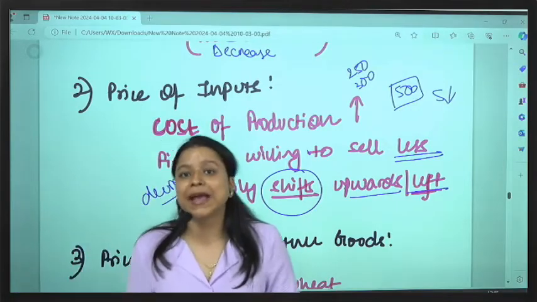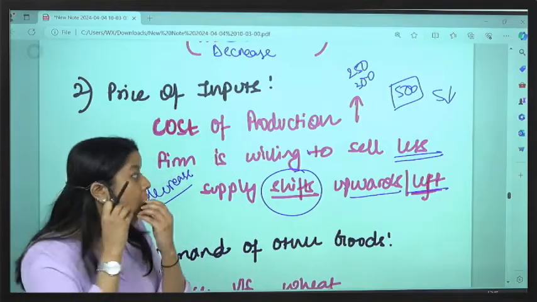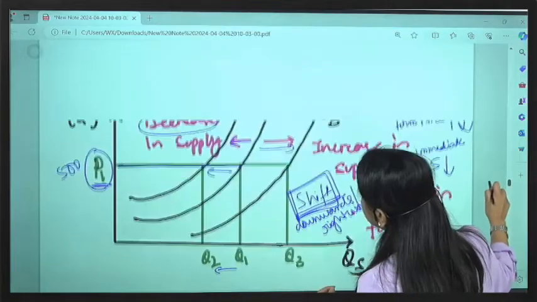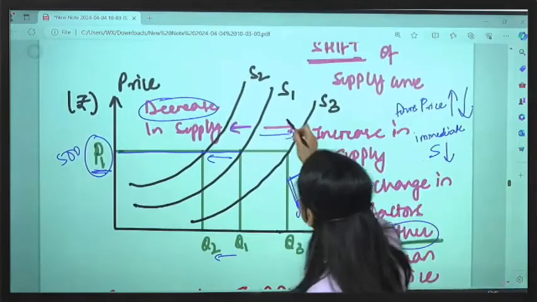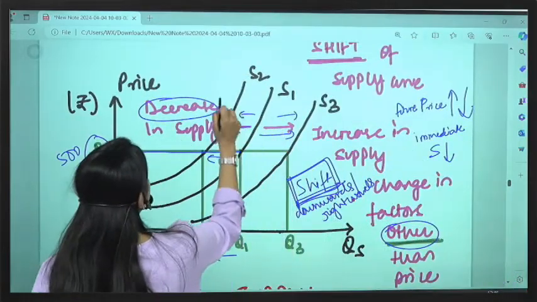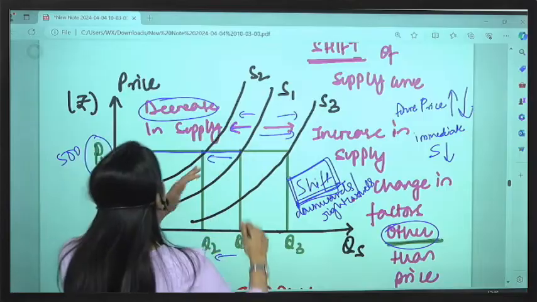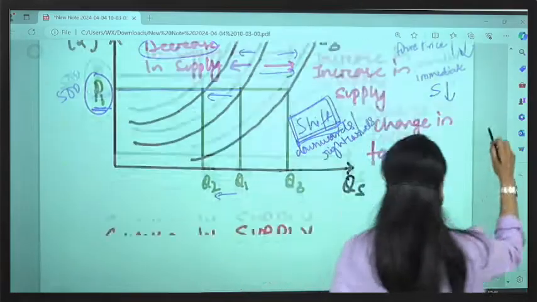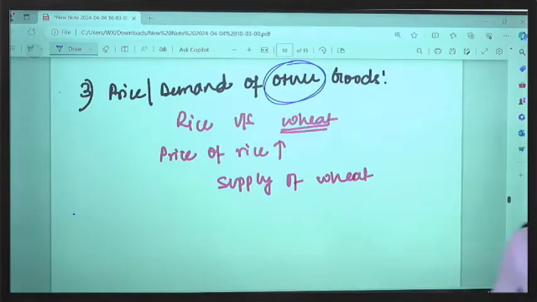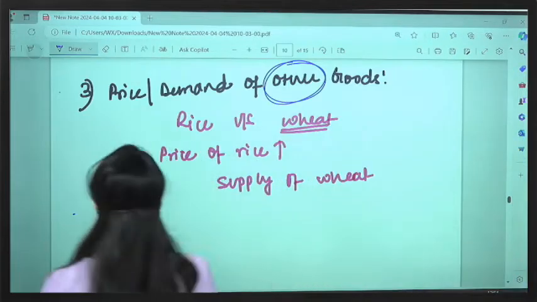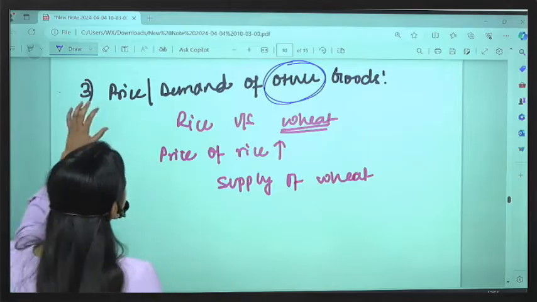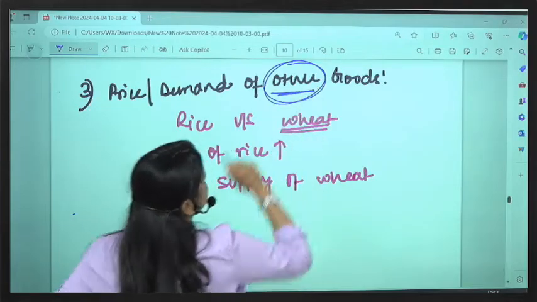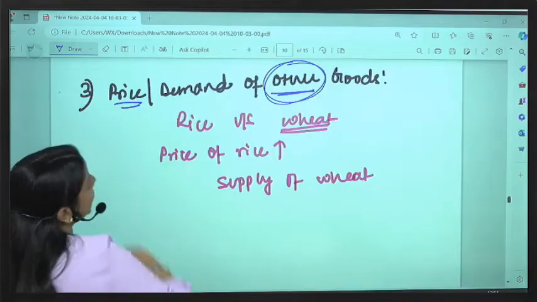Shift of supply curve leftwards or upwards, right? For example, again, if you see the graph, here there was an increase, here decrease. And when you say decrease in supply, you either say it's shifting leftwards or you also call it upwards, right? Okay, so let's discuss the third factor. So the third factor is price or demand of the other goods. Generally, we talk about the price of the other goods.